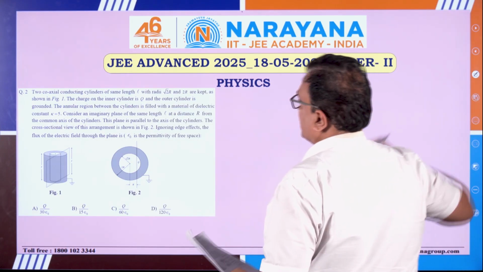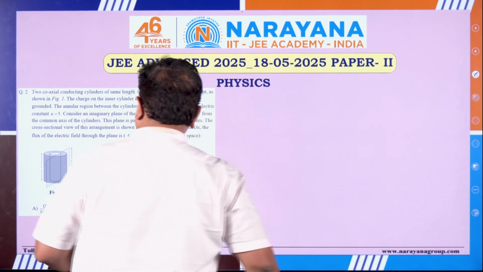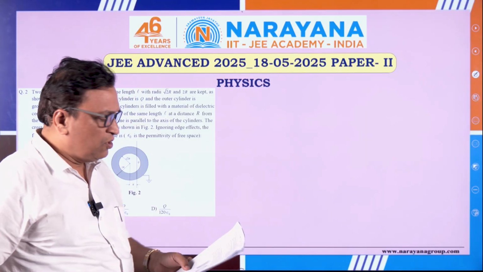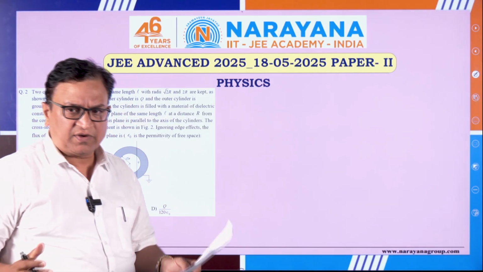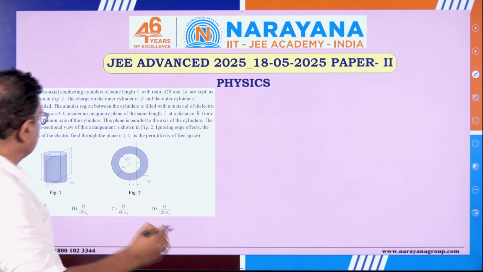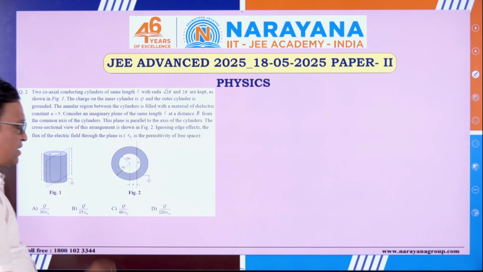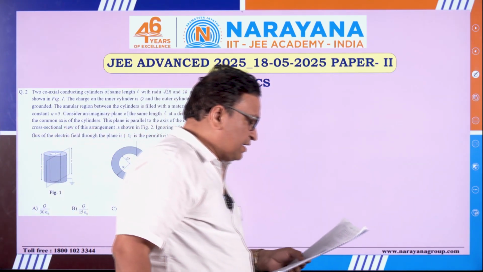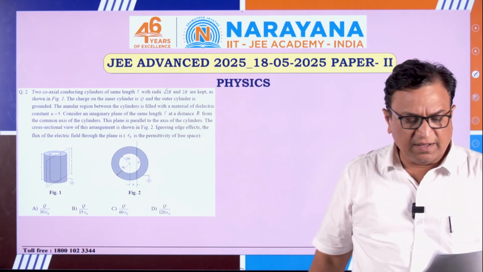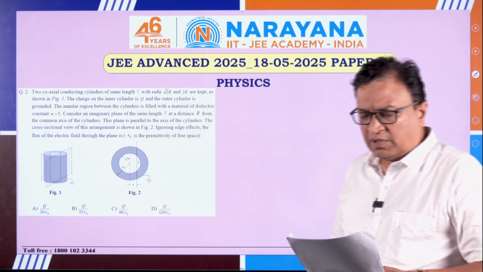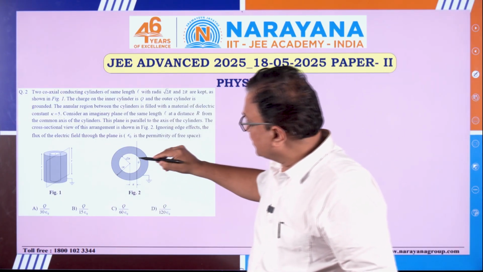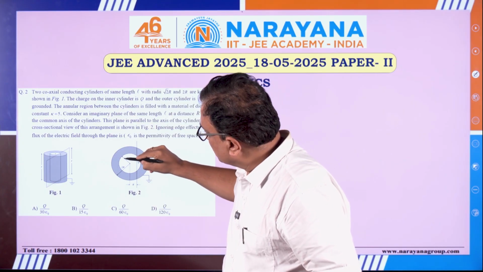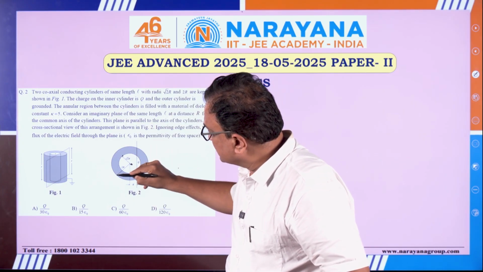The next question is on the basis of Gauss law. You have two coaxial conducting cylinders, as you can see in the diagram: coaxial conducting cylinders of the same length L and radii root 2 r and 2 r. This is root 2 r and this is 2 r.